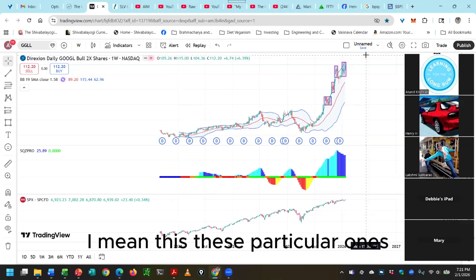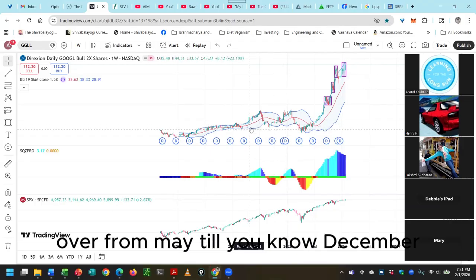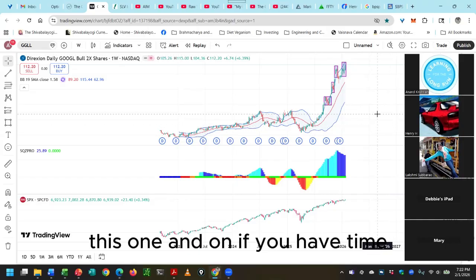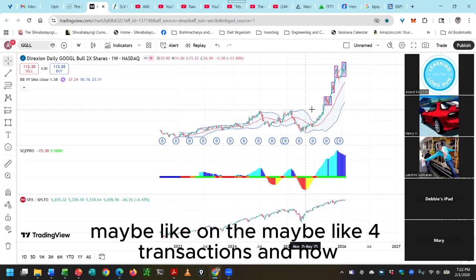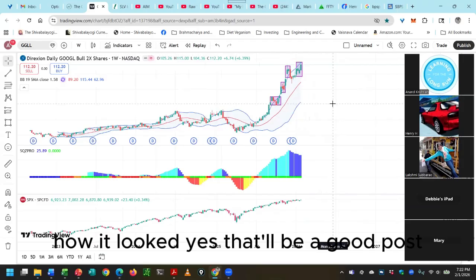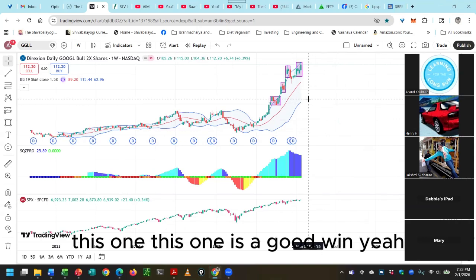I mean, these particular ones ended up making me almost 40 grand from May till December. So the method is actually pretty good. Anand, if you have time, could you do a write-up, maybe four transactions and how it looked? That'd be a good post. This one is a good win.